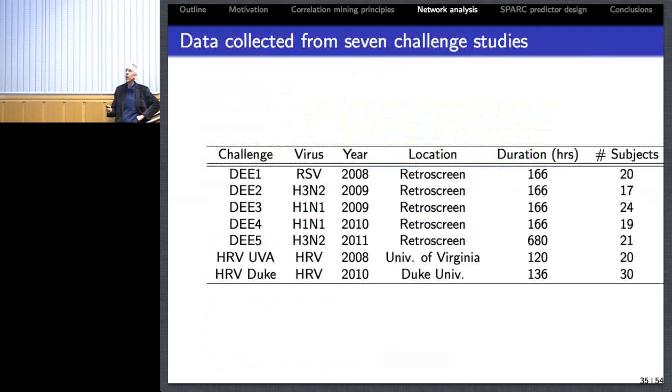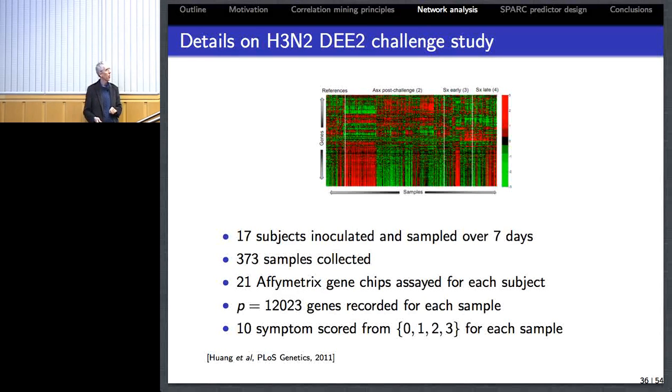This just shows you the data. We did it for respiratory syncytial virus, H3N2, H1N1 flu, also the common cold, at various locations, Retroscreen in London, University of Virginia, a total of over 2,000 samples, which I'm not showing here. These are the durations of the studies, and over 120 subjects. So it's a pretty massive undertaking, a challenge study that produced a wealth of data that I'm going to show you just snippets of results. In the papers you can see more detail.